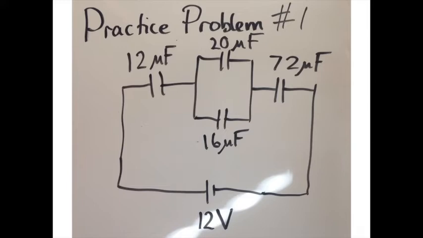Okay, so part A is find the equivalent capacitance. Pause me, find the equivalent capacitance. All right, now if you're trying to find the equivalent capacitance here, the first two that I would combine would be the 20 microfarad and the 16 microfarad. I will combine those two using my parallel equation down into 36, because remember, the rule for parallel capacitors is their capacitances just add. So what that would turn into is this.